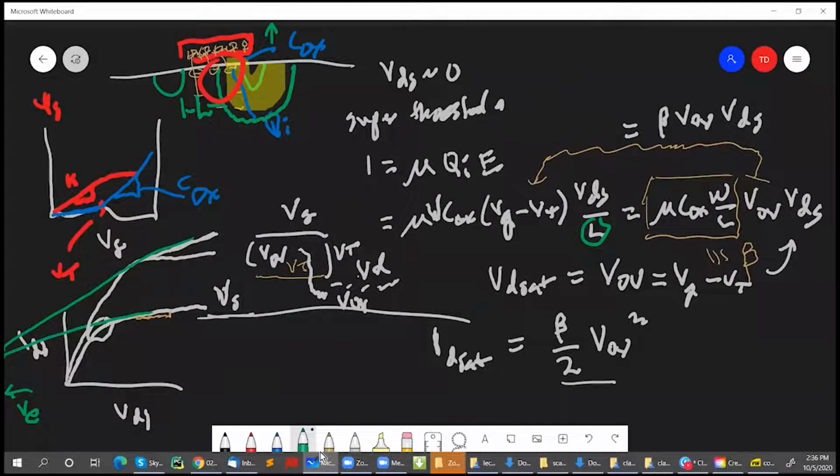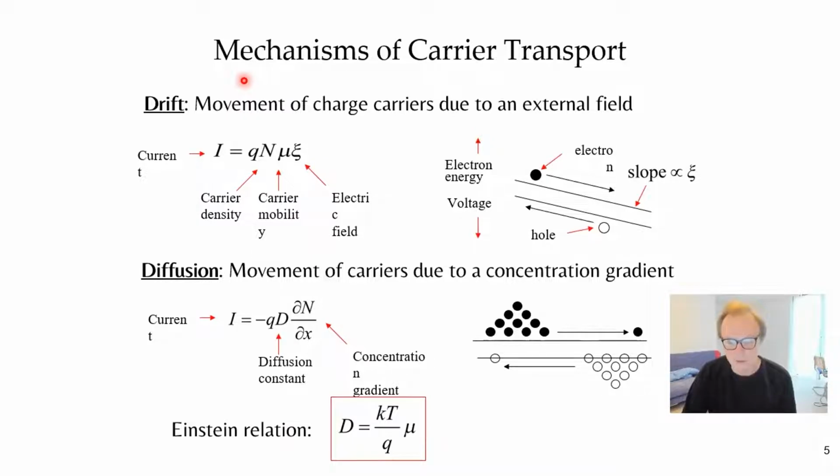Okay, so that's a quick preview, or maybe not so quick preview of the stuff I want to show you today. So let's review mechanisms of carrier transport. Carriers are holes or electrons, the majority carriers in this case, in the N or the P region. First mechanism is drift, which is movement of charge carriers due to an external electric field. In this case, the current, I, is equal to the elementary charge times the carrier density N times the mobility. In this case, we assume it's a small electric field, so it's just the mobility times the electric field.